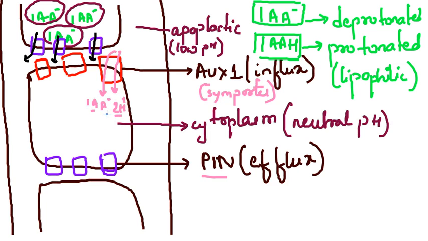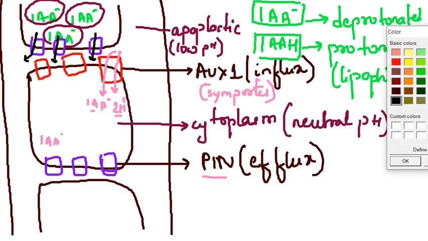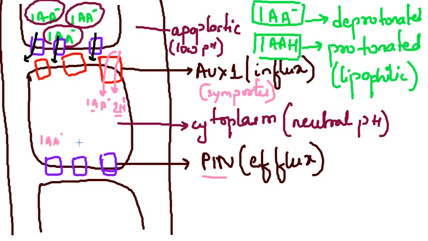So once IAA minus has been accumulated in the cell, what will happen? They'll be released through the PIN proteins into the apoplast. Now the same process will happen as it happened earlier.